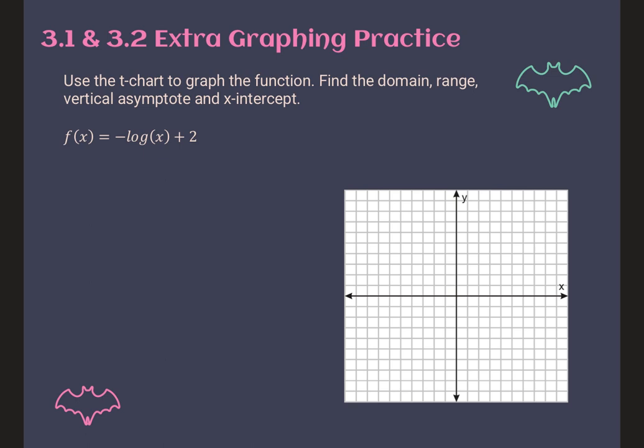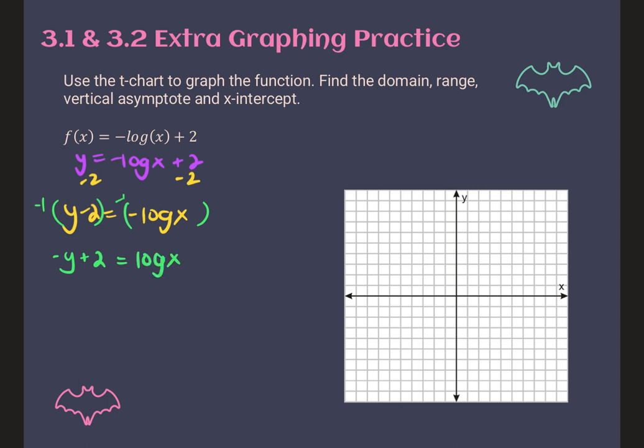Last one is where it got a little hairy. All right, so this would have been y equals negative log x plus 2. You have to isolate the log before you can get rid of the negative. So I'm subtracting the 2. Y minus 2 equals negative log of x. Still have to get rid of the negative, so divide or multiply by -1. And I get negative y plus 2 equals log of x.